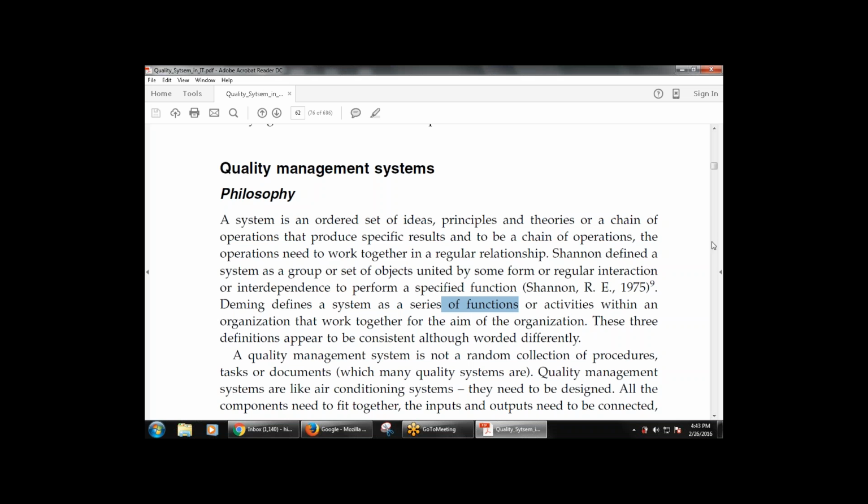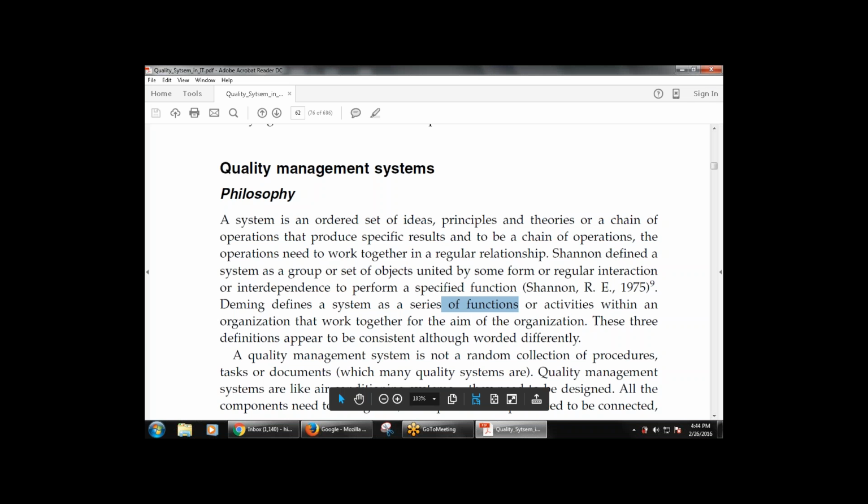So what is a system? It is nothing but a set of functions or a series of functions of activity within an organization. That means whenever we combine multiple activities within an organization that work together for the aim of the organization. For example, in an organization, if there are 4 departments: production, sales, marketing, and finance. These 4 departments must work together to make the goal achievable, to make the aim achievable. So they work together for the aim of the organization.